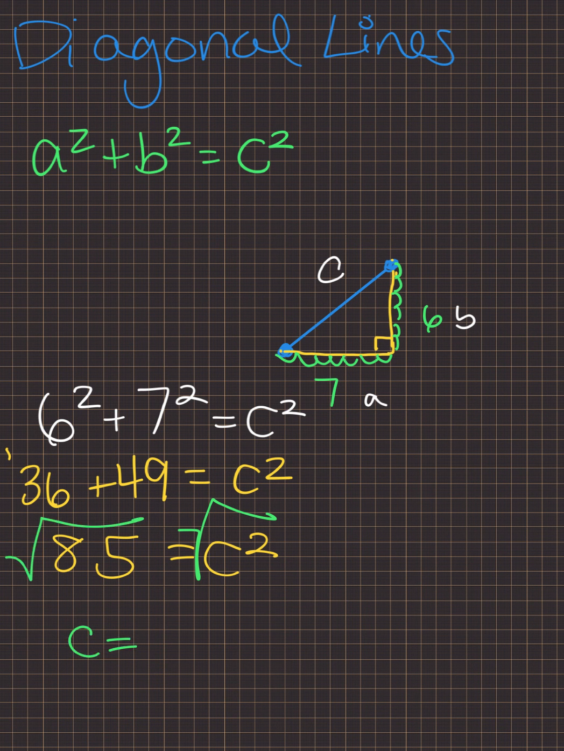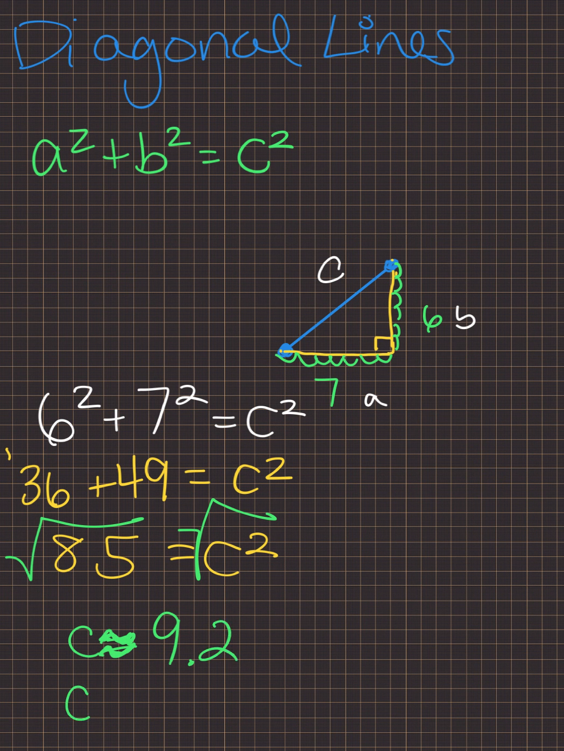Now, 85 is not a perfect square. It's a little bit higher than 9. So I'm going to make this an approximate situation here. Since it's a little bit higher than 9, I'm going to say like 9.2-ish, roughly.